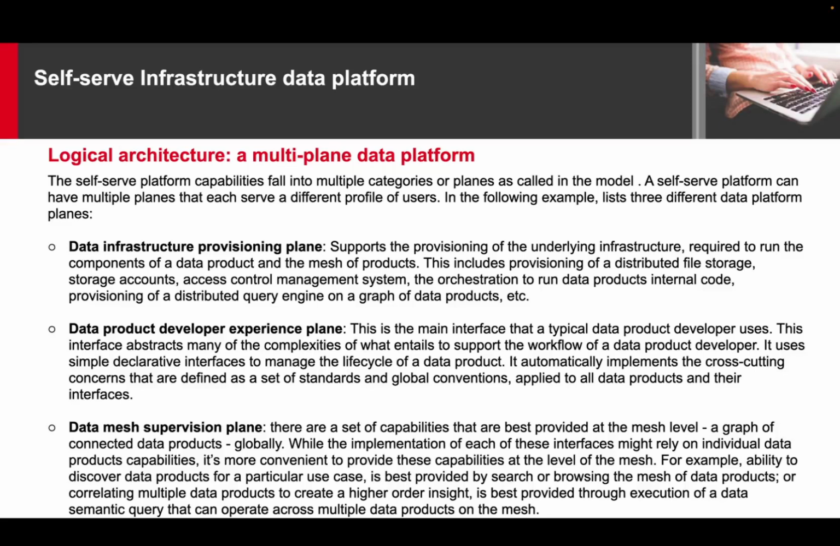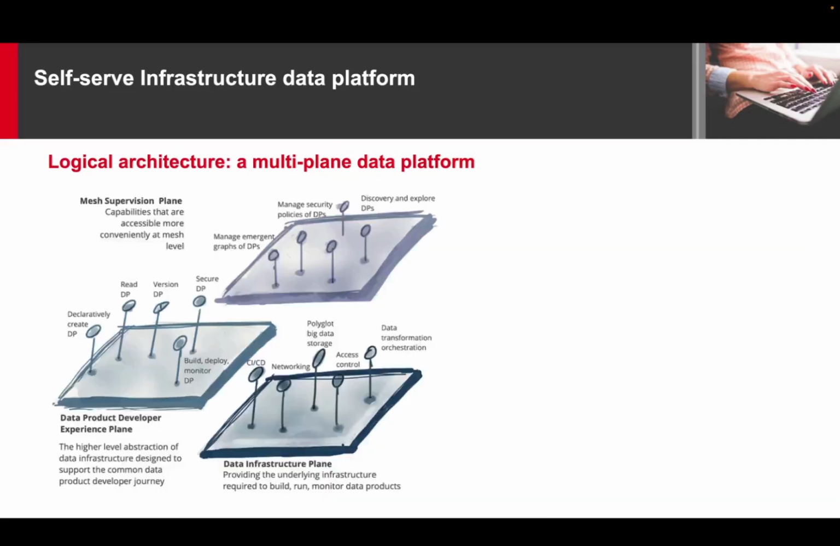So to explain this in a graphical way, here if you see, we have a first plane, the data infrastructure plane, where you have certain capabilities like providing access control, data transformation, orchestration, storage, networking, CI/CD, and all. Similarly, we'll be having a data catalog and all. Data catalog, auditing, logging, everything can be coming here.